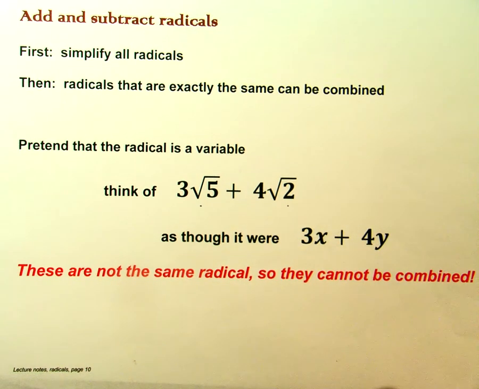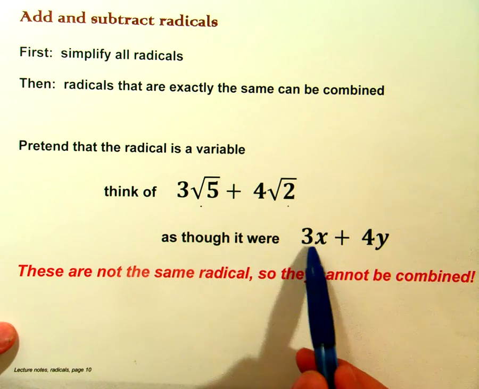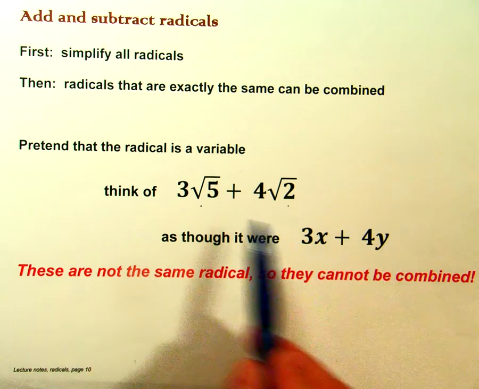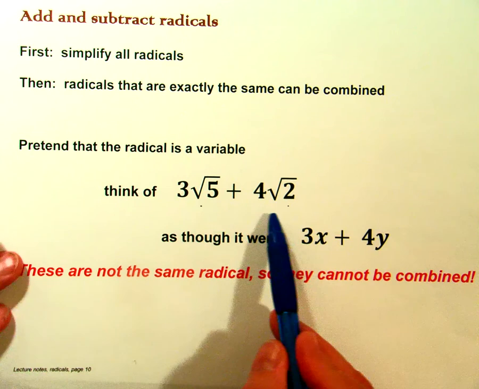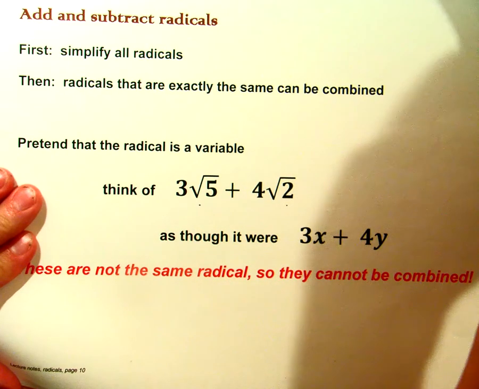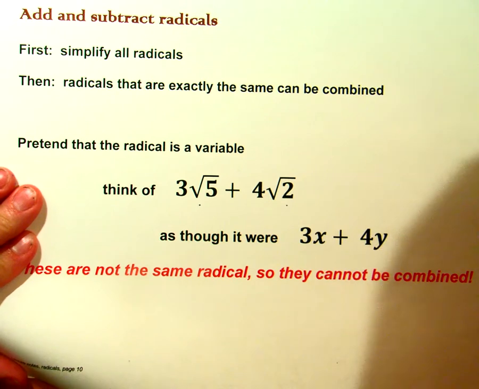Let's try a few. So what I'm saying here is, just like you can't add 3x and 4y, that's as simple as it'll get. 3 times the square root of 5 plus 4 times the square root of 2 is as simple as it'll get, even though it really doesn't look all that simple. So let's look at a few of these.